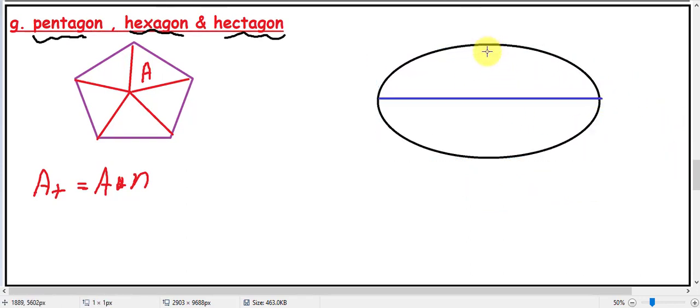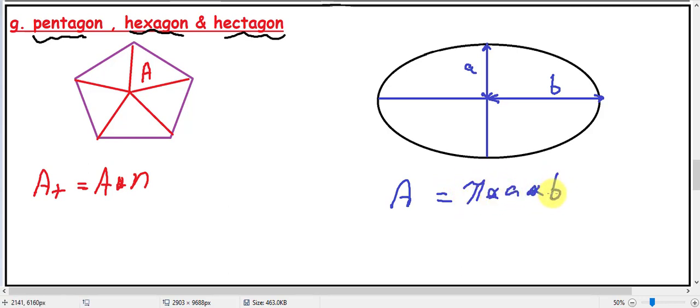We also have the ellipse. The ellipse has two diameters. The ellipse has two radii. This is the first radius, we call it A, and this is the second radius, we call it B. So the area of the ellipse equals pi multiplied by AB. This is the area of the ellipse.